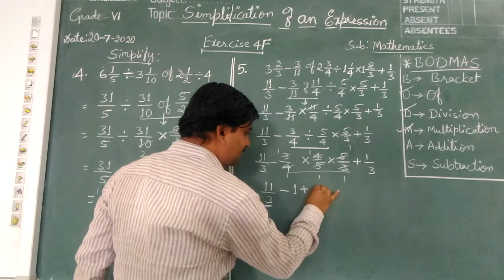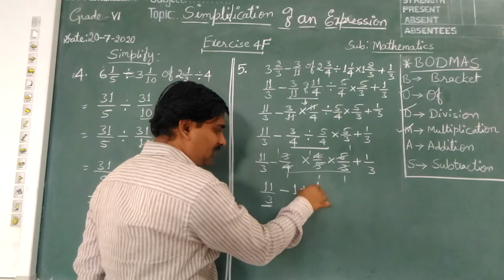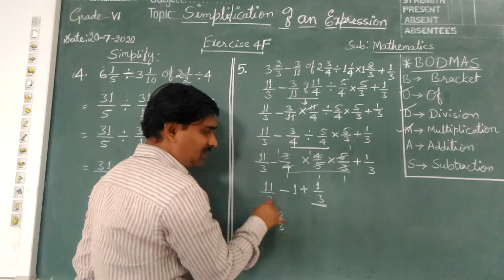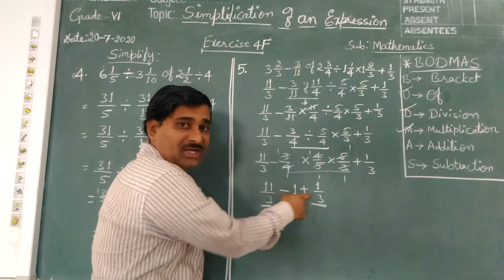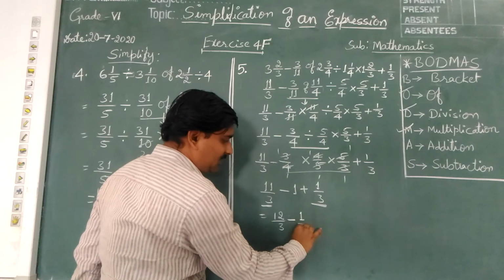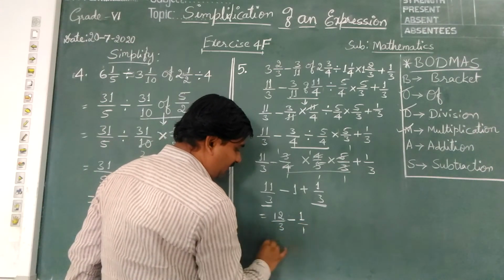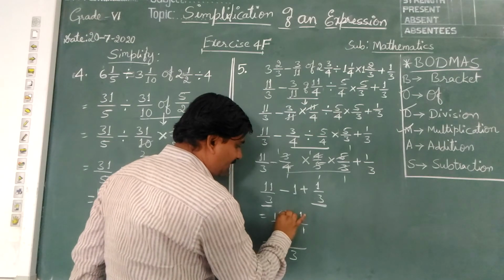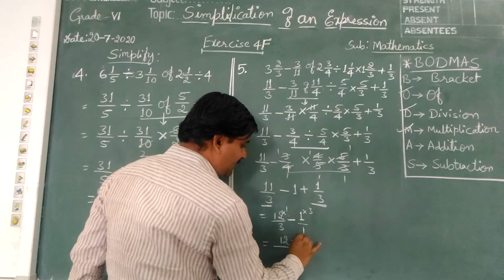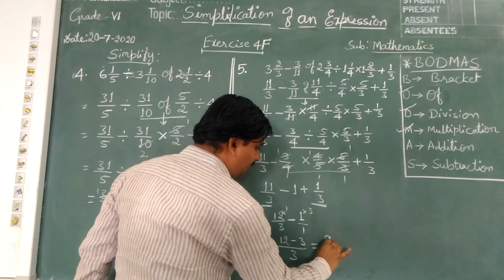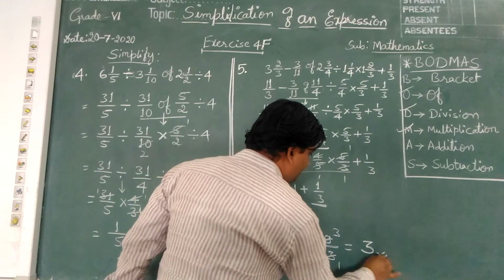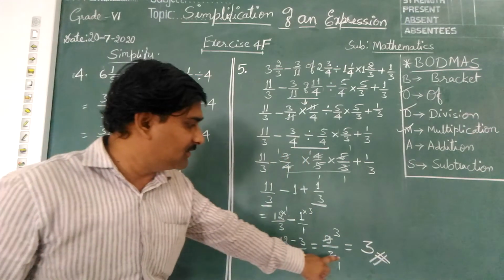Look at here, children. These two are like fractions. 11 by 3 plus 1 by 3 will be 12 by 3, 11 plus 1, 12 by 3. Like fractions, we can add with the same denominator. 12 by 3 minus 1, 1 can be written as 1 by 1. So we take the LCM of 3 and 1 as 3. 3 ones are 3, 12 minus 1 3s are 3. So 12 minus 3 is 9 by 3. 3 3s are 9. So you will get 3 as the answer.